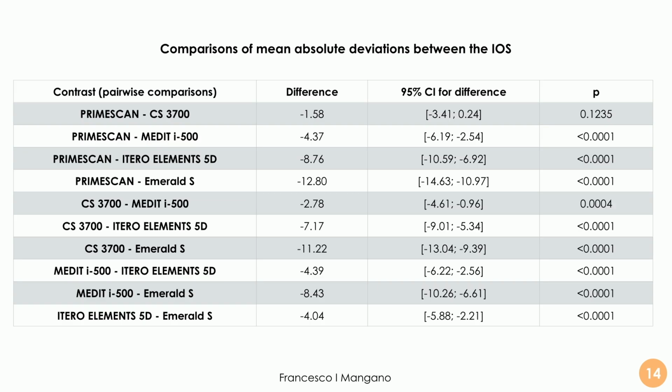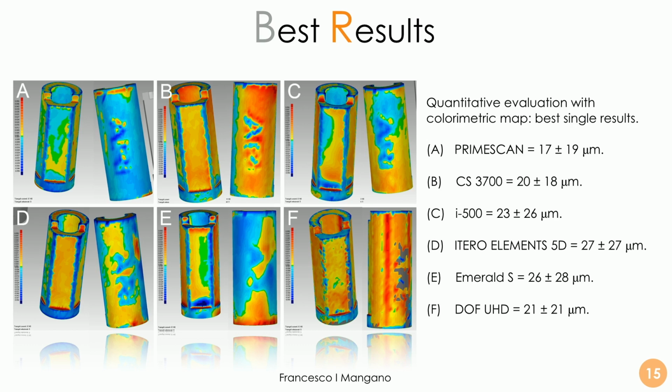Let's go to see a comparison between the different scanners. We see that the first two scanners, PrimeScan and CS3700, don't have a statistically significant difference between each other, because if you compare them, the result was similar. But compared to the other scanners, a statistically significant difference in the congruence emerges. So it's very important to choose a proper scanner when scanning implants, because there are features, probably related to the acquisition technology, that can help this scanner in the reconstruction. The reconstruction is more congruent to the library file. And also here the best results.